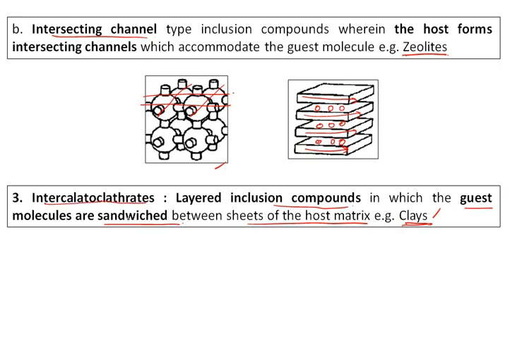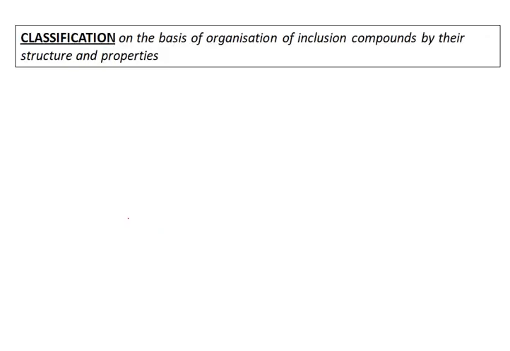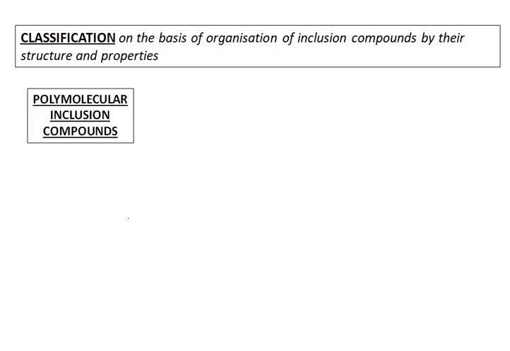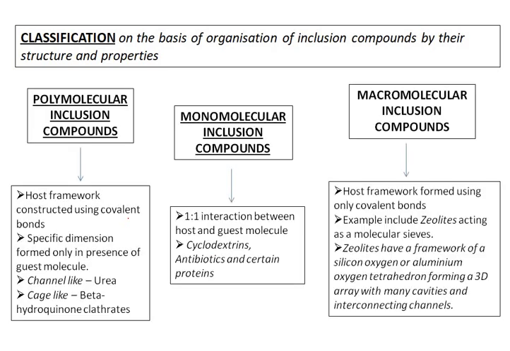So these are three categories under which different examples have been given. Now we have another way of classifying inclusion compounds, on the basis of organization of the inclusion compounds. It might feel a little boring that once we have done the classification, what is the need of doing it again? There is no problem, just one or two minutes of explanation, and it will be very clear to you.